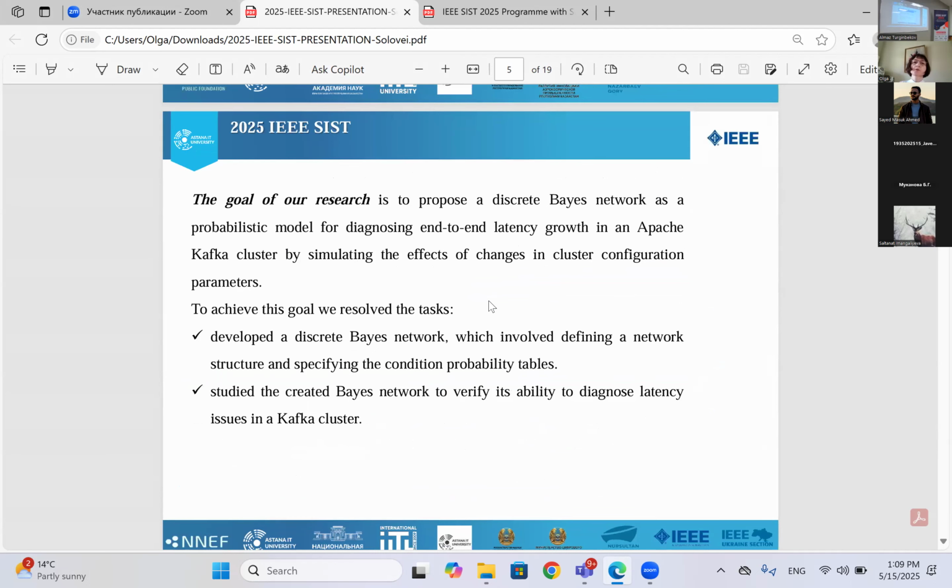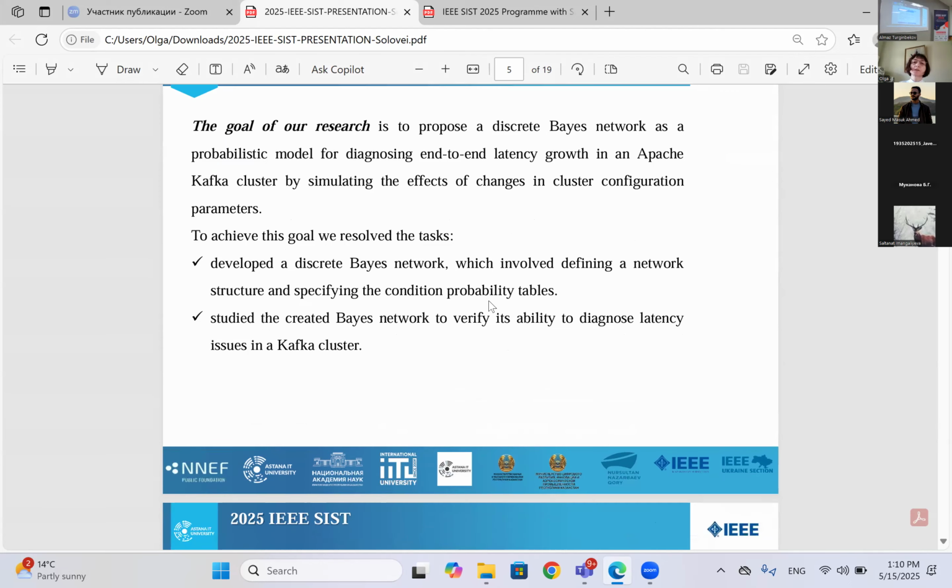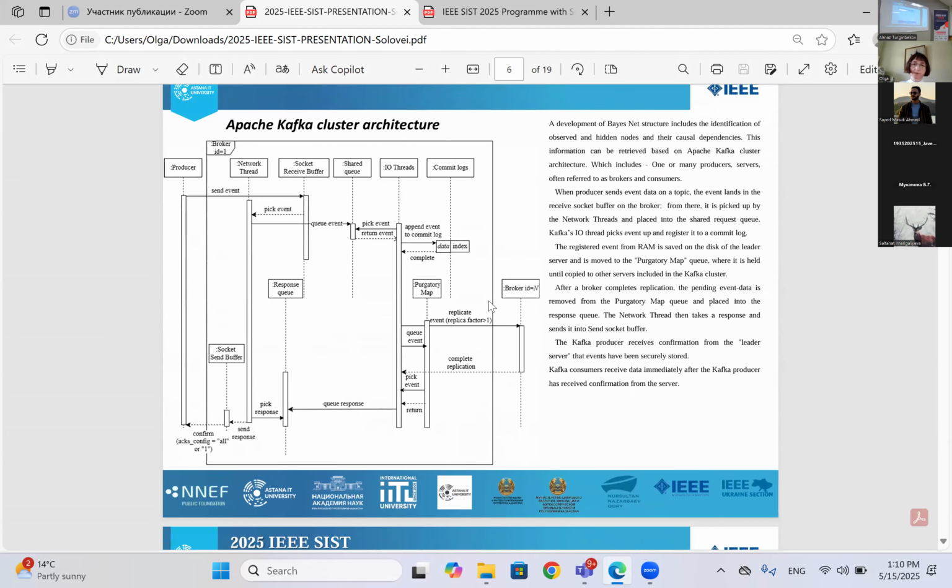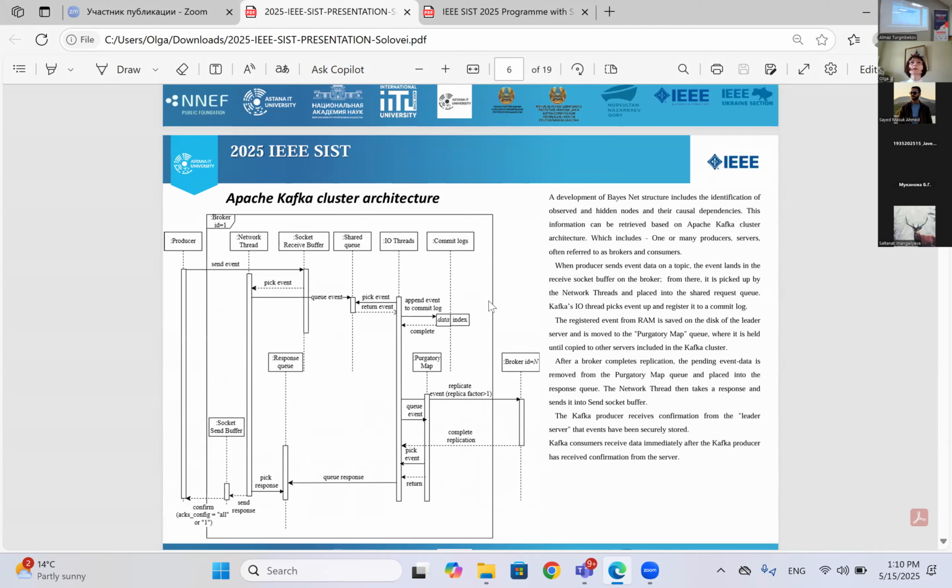The goal of our research is to propose a discrete Bayesian network as a probabilistic model for diagnosing end-to-end latency growth in an Apache Kafka cluster by simulating the effect of changes in the cluster configuration. To achieve our goal, we developed a Bayesian network model, and we studied the created model to verify its ability to diagnose Kafka cluster latency.